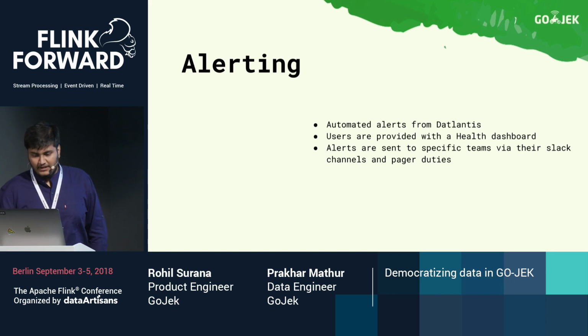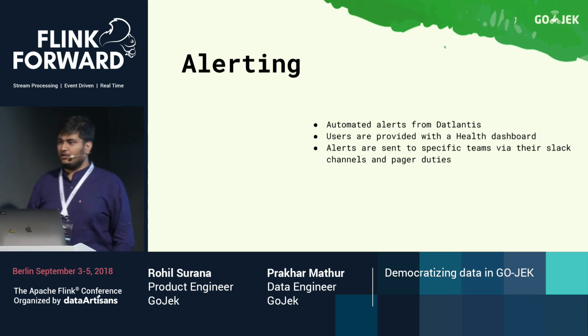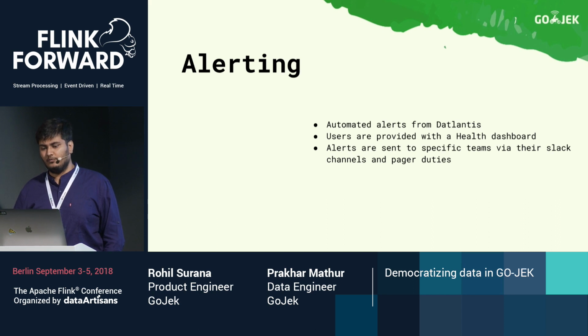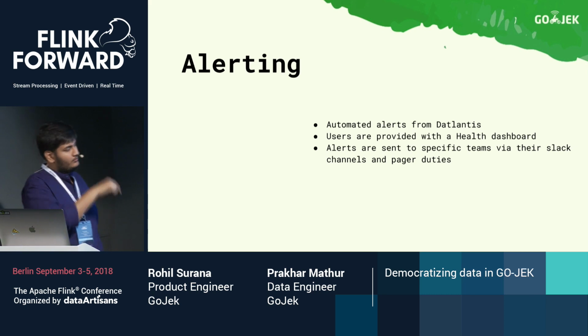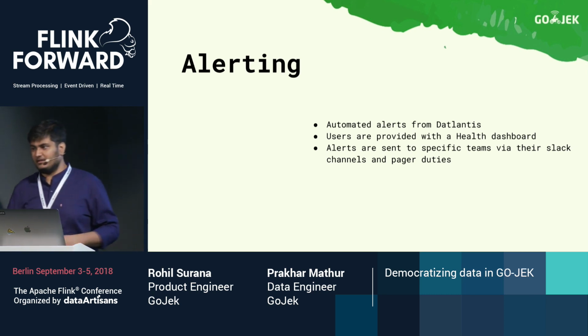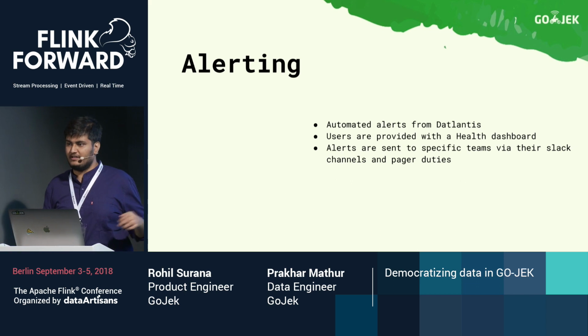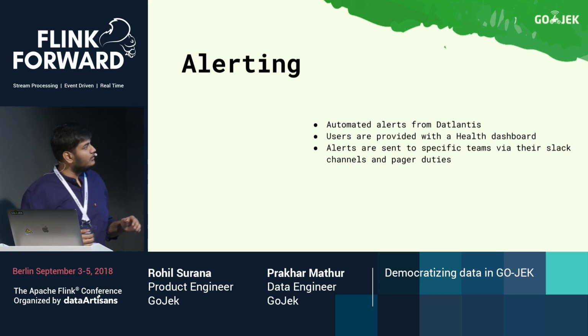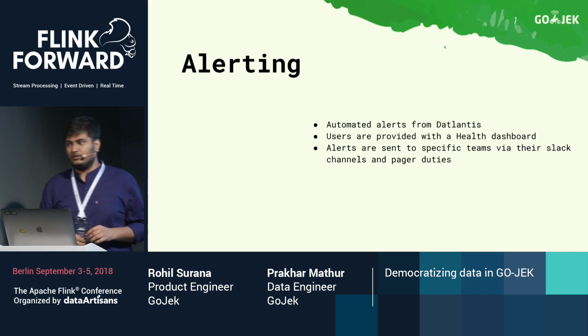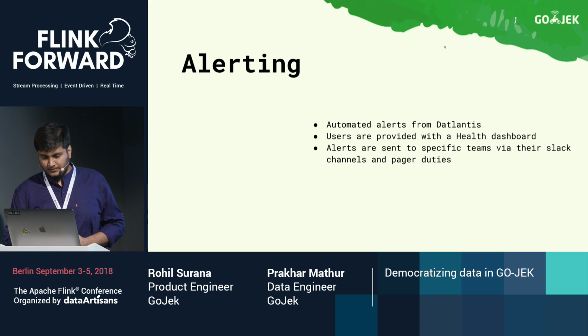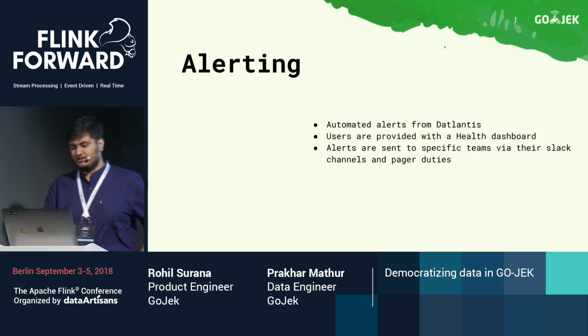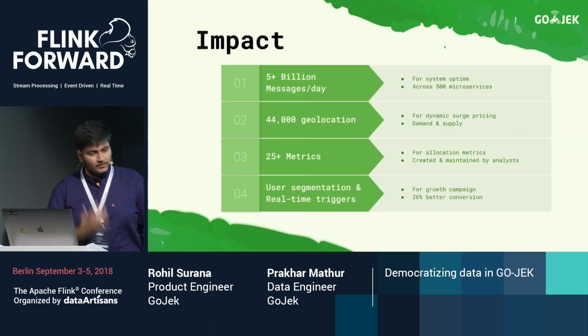Users are provided with a health dashboard as well. There's a very generic Grafana health dashboard, which is a parameterized, templatized one, so that we just generate a link on Atlantis that shows you the Grafana health: the uptime of the Dagger, for how long that job has been running on the Flink cluster, and how many messages it has consumed till now. All the stats around it. Alerts are sent to specific teams via Slack channels and PagerDuty. That's it.